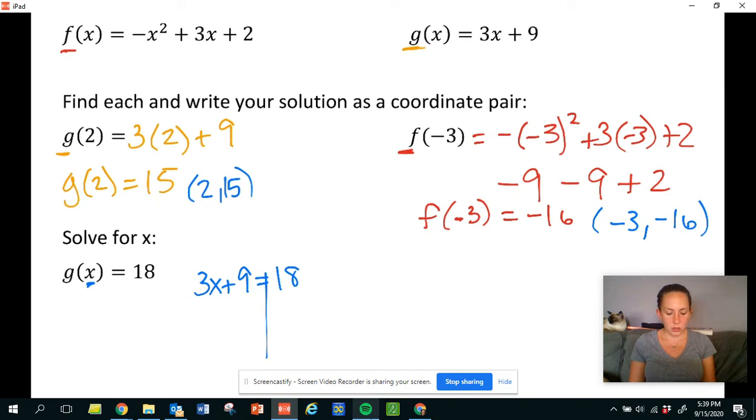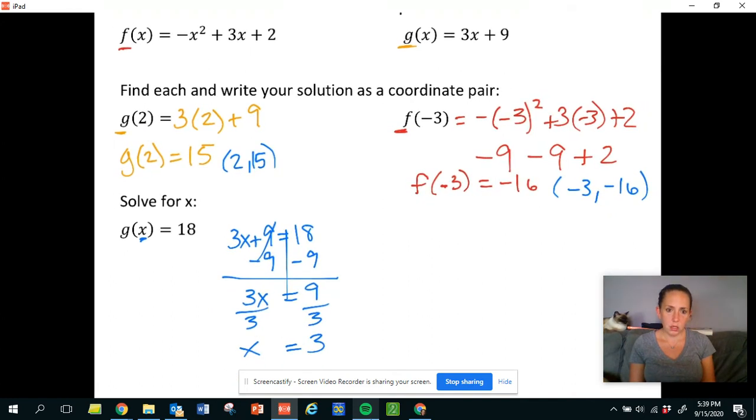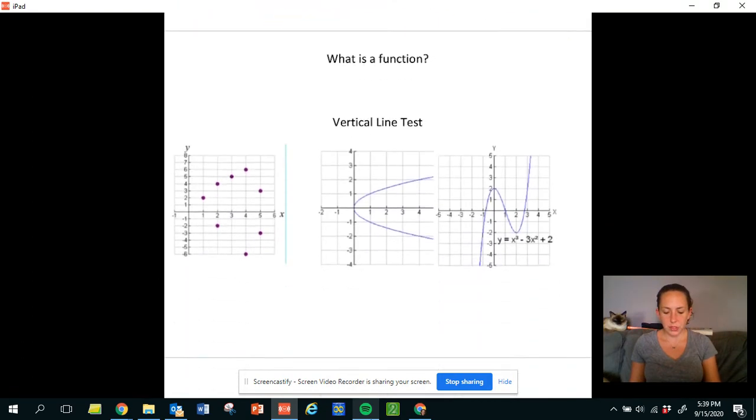Please remember, you have to do the same thing on both sides of the equation. I suggest drawing a line to keep yourself organized. So I get 3x equals 9. And if I divide by 3, I get x equals 3. So what that means is that if you were to plug in 3, you would get out 18. So the point (3, 18) shows up on the graph of g. Awesome. Okay, so that's function notation.